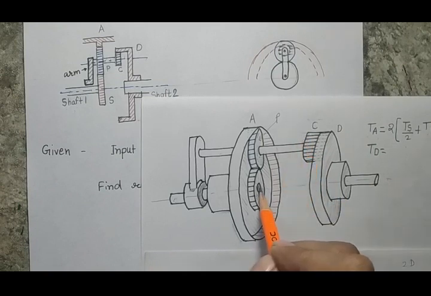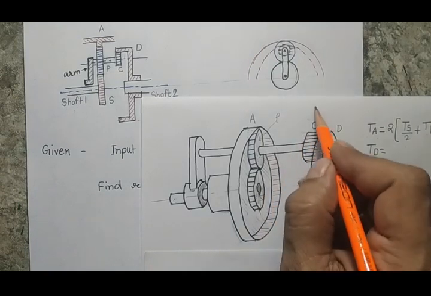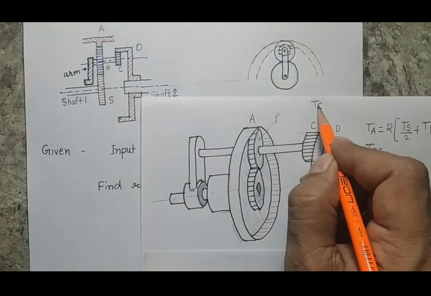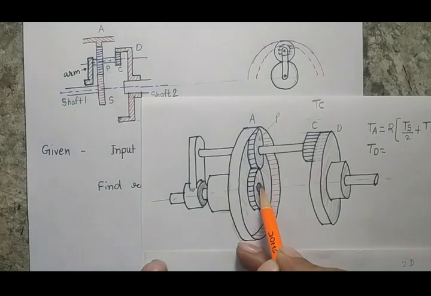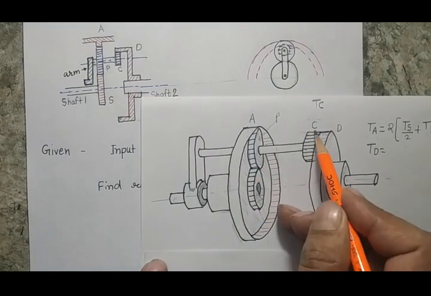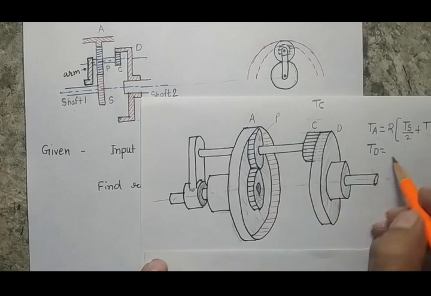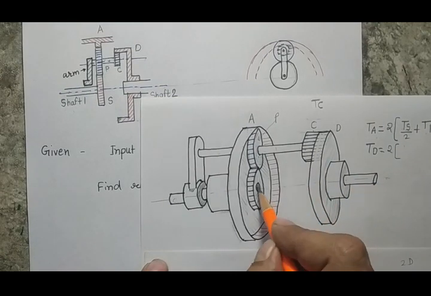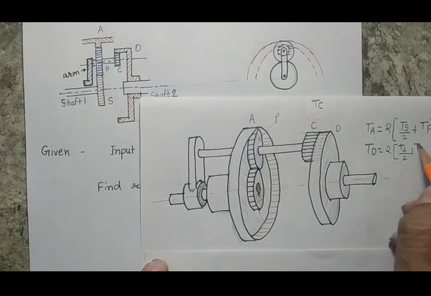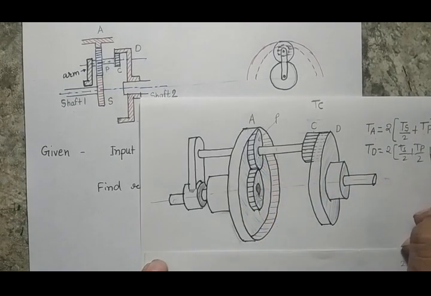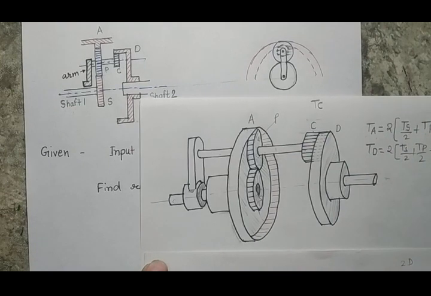If I start from here, and suppose I know the number of teeth on gear C also, what I will do is consider this distance, then this distance, and half of this distance. So I can write that twice of TS by 2 plus TP by 2 plus TC by 2. So this is very important.